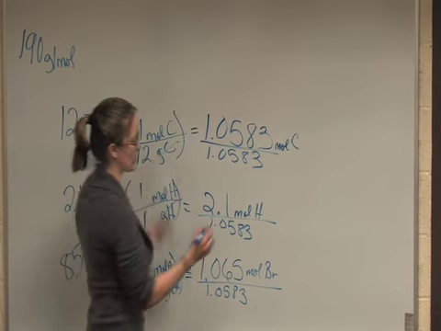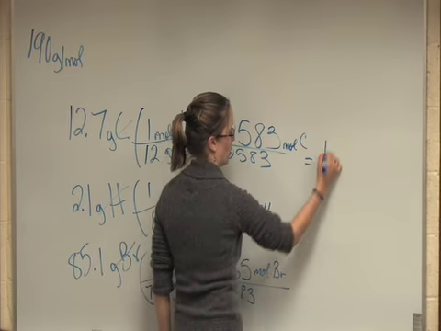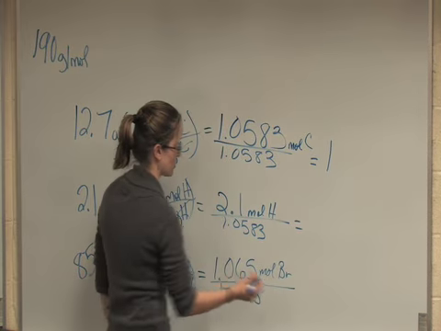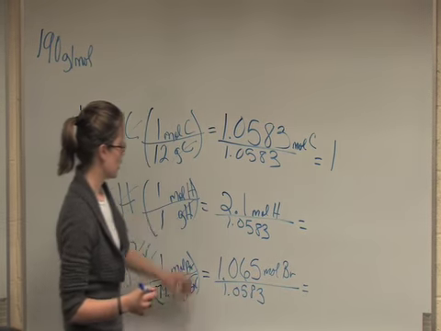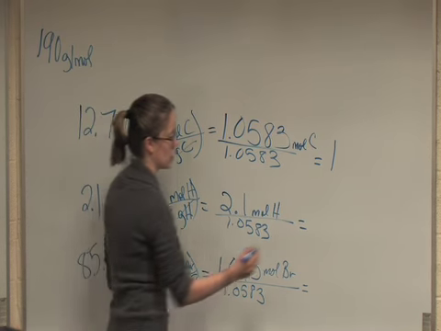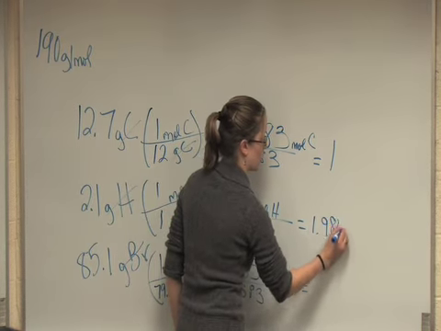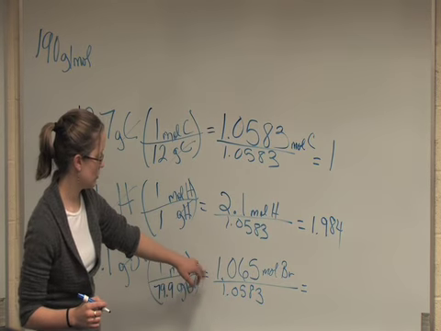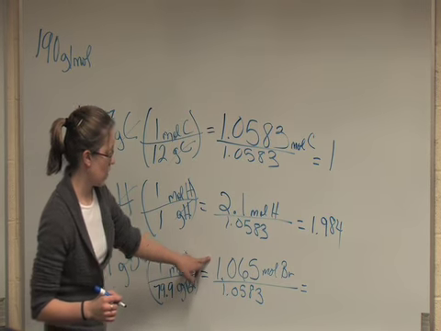The whole reason we do this divide all by small step is because we want one of the answers to get to 1. So 2.1 divided by 1.0583 is, and it's going to be close to 1.